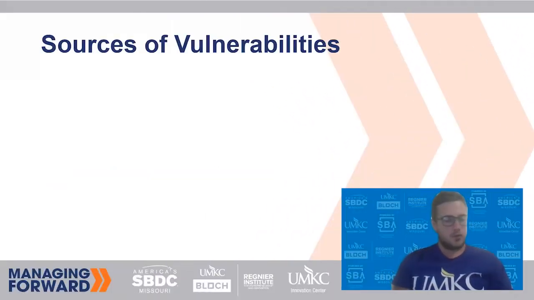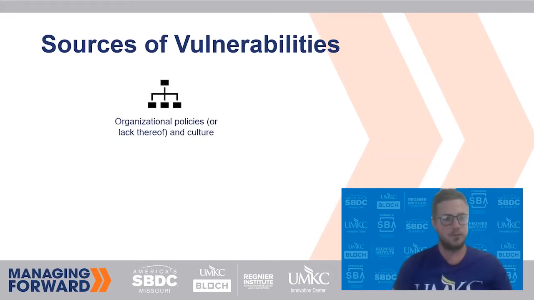So first off, where do vulnerabilities come from? In the Garmin example I mentioned, how did those attackers gain entry into Garmin systems in the first place? There can be numerous sources or categories of vulnerabilities. One of them, a frequent one, is organizational policies, or the lack thereof, and organizational culture.